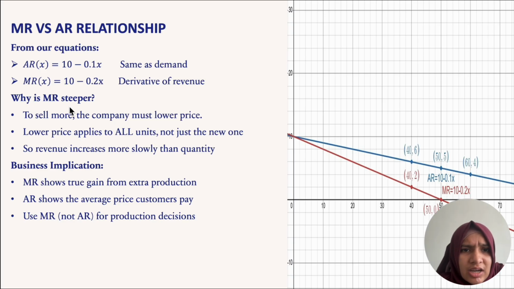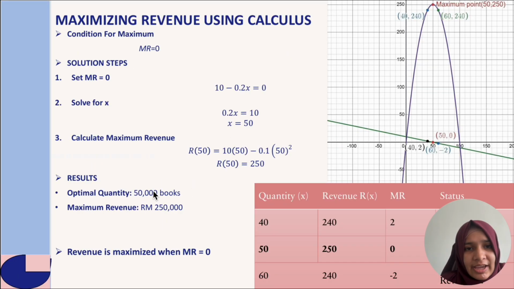Now let's talk about the relationship between MR and AR. As shown in the graph, the red MR line is steeper than the blue AR line. In fact, for any linear demand curve, MR drops exactly twice as fast as AR. From a business perspective, this happens because to sell more, we must lower the price for all units, not just the last one. This means the actual gain from one extra sale is always less than the price itself. Simply put, MR will always stay below AR.